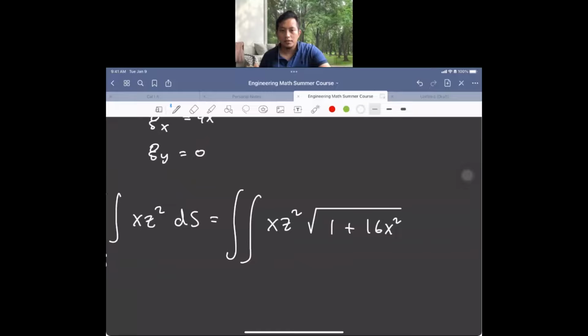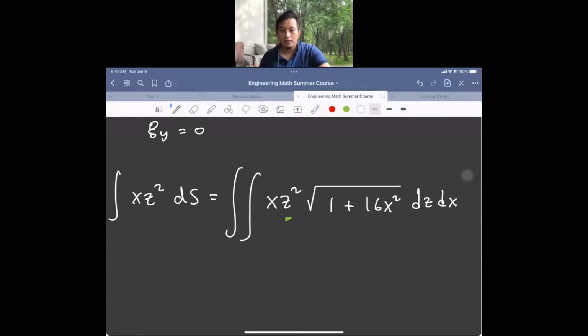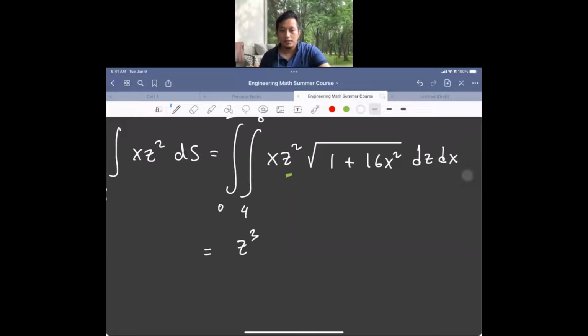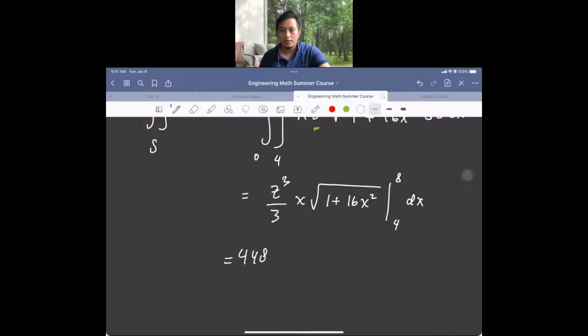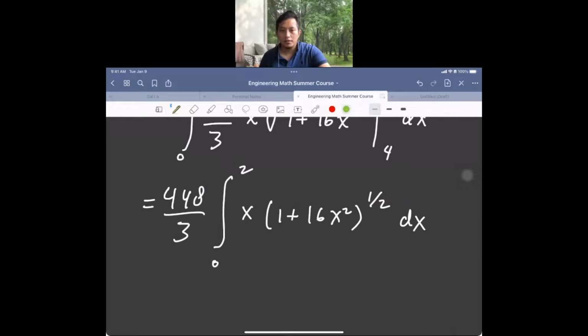So my suggestion, because we have x squared and x, we can focus on z first, right? So we can just write dz and dx. If you write the x first, you will have some difficulty to integrate this x squared of 1 plus something x squared, and you don't want to do that, right? So we could write 0 to 4, 8, okay? And then taking 4 to 8. And then we can still integrate, forget to write, that's 0 to x and 1 plus 16x squared to the 1 over 2 dx. But okay, I think we can solve this through substitutions.